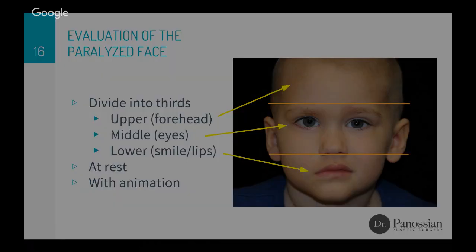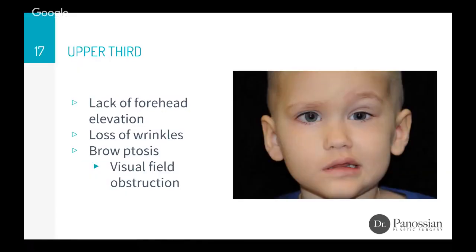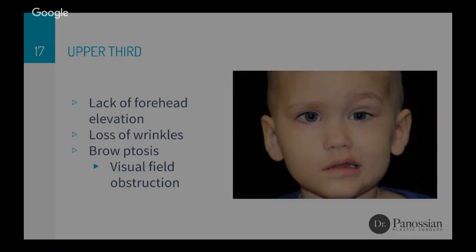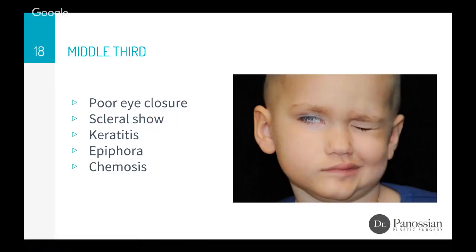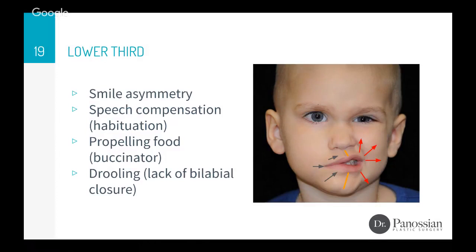So looking at the upper third, we see a lack of forehead elevation, of course, and the telltale signs of loss of wrinkling. Brow ptosis can also result in a visual field obstruction in the setting of facial paralysis. With the middle third, we have issues with eye closure. So poor eye closure can lead to keratitis. It can result in this type of scleral show, tearing of the eyes, and chemosis, some of which are very grave concerns for the eye itself.